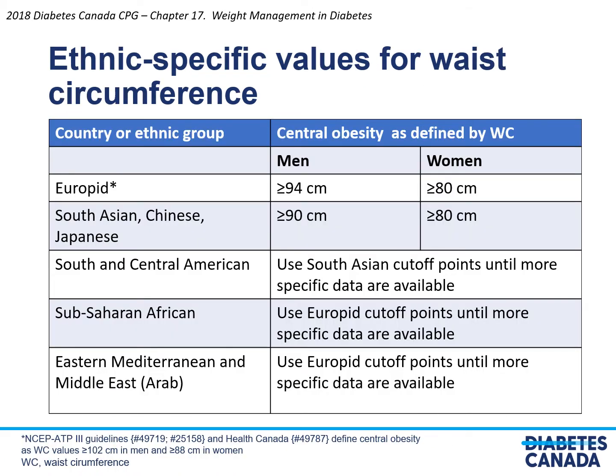There are ethnic-specific values for waist circumference that put an individual at increased risk. These have been defined by international guidelines and by Health Canada. The values are seen here in this table.